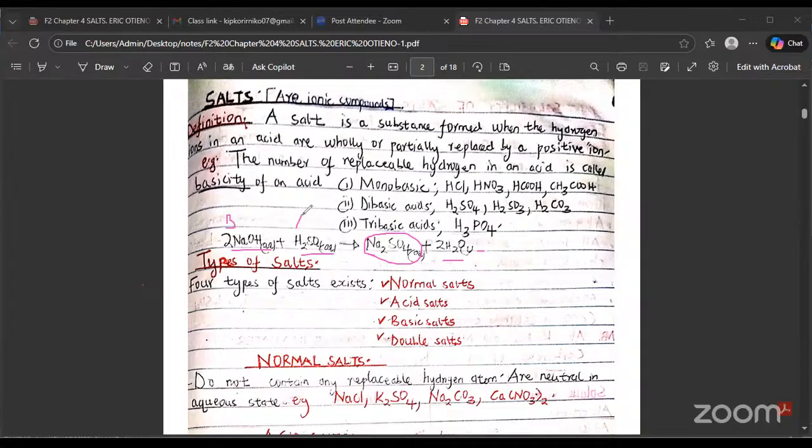B is for the base. We have the acid to give us salt. So this one is the salt, the one that we are talking about now. The one that I've circled is very important because it is the topic that we are touching now.